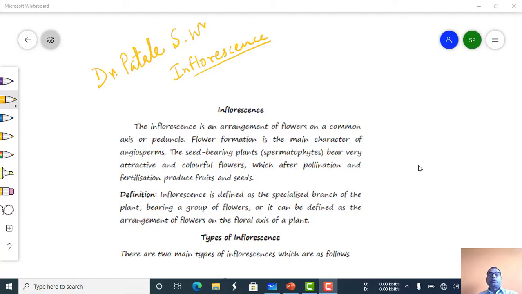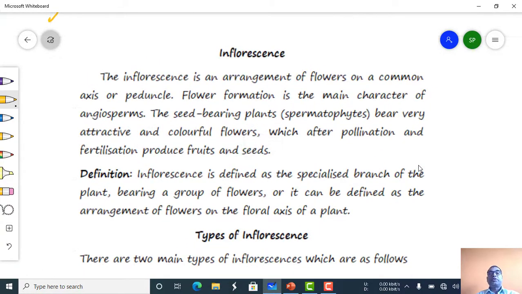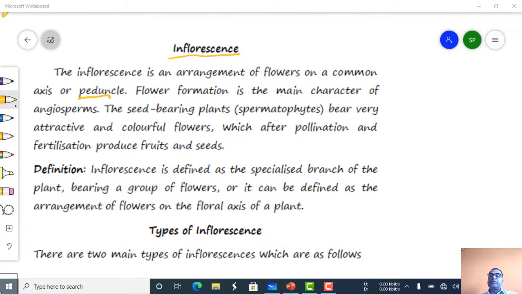Today we will deal about inflorescence. What is inflorescence? Inflorescence is an arrangement of flowers on a common axis or peduncle. Okay, what is peduncle? Peduncle is an axis on which flowers are present.